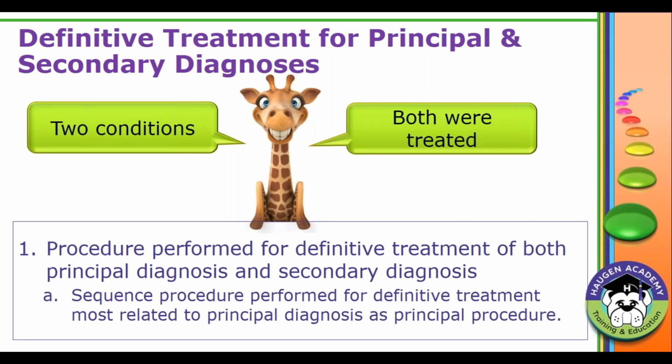So let's dissect each individual one of these. The first part of the coding guideline for principal procedure, and our little giraffe here is just kind of summarizing. We have 2 conditions and both were treated. So in the guideline, it says if you have a procedure performed for definitive treatment of both the principal diagnosis and the secondary diagnosis, you are going to sequence the procedure for definitive treatment that is most closely related to the principal diagnosis as your principal procedure. So you are now having to worry about sequencing your diagnoses, but also comparing your procedures to your diagnosis list and sequencing those accordingly as well.